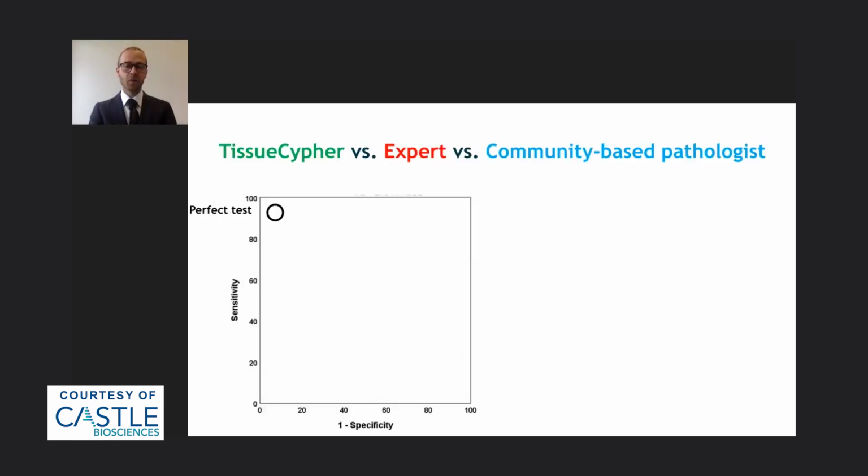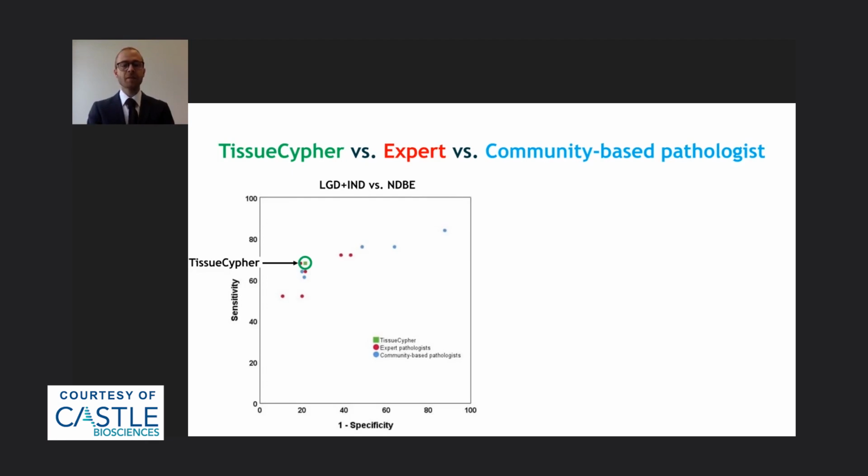To improve the visualization of our results, we have here an ROC plot, in which the sensitivity is on the vertical axis and 1 minus specificity is on the horizontal axis. So this means that the best performing test is close to the upper left corner, as demonstrated by this circle here.